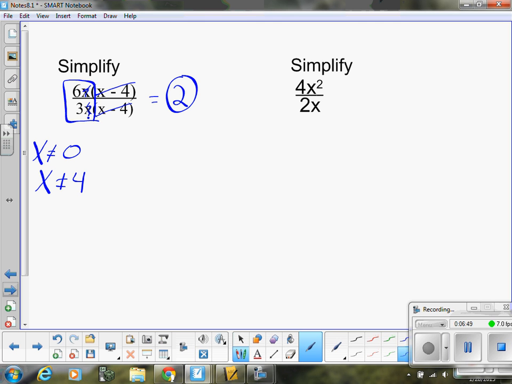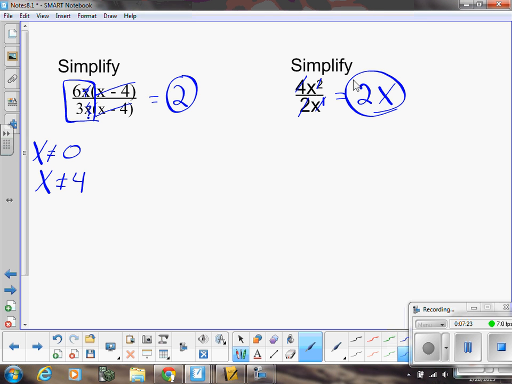What about this one over here? What would it simplify down to? The 2 and the 4. 2 goes into 2 how many times? Once. And x squared over x, do you remember what we did with powers? It cancels one of those off, so you're just left with x. So then it becomes 2x. In other words, 2 goes into 4 twice, and one of those x's cancels out one of those.